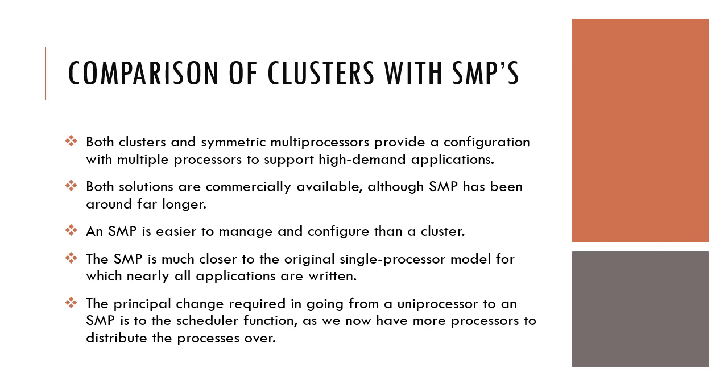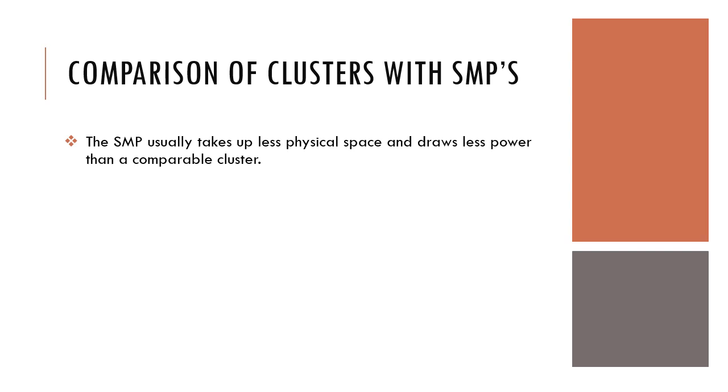The principal change required in going from a uniprocessor to an SMP is to the scheduler function, as we now have more processors to distribute the processes over. The SMP usually takes up less physical space and draws less power than a comparable cluster. SMP products are well established and stable.